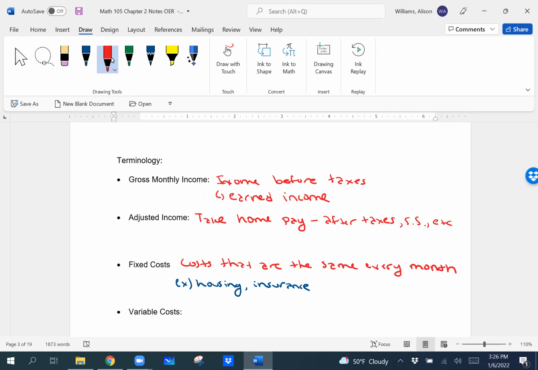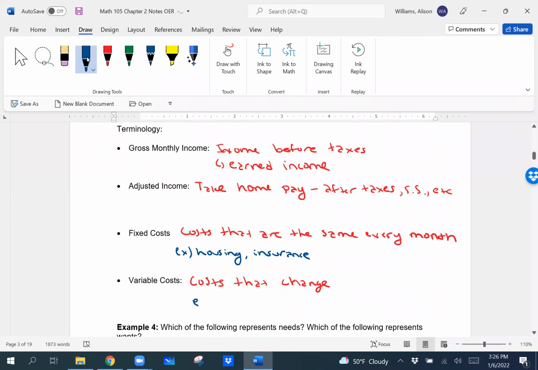Variable costs are costs that change every month, and it kind of depends. So a good example of a variable cost would be gas if you have a car, or the water bill, or the electric bill.